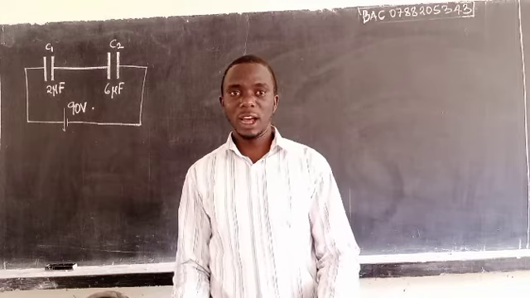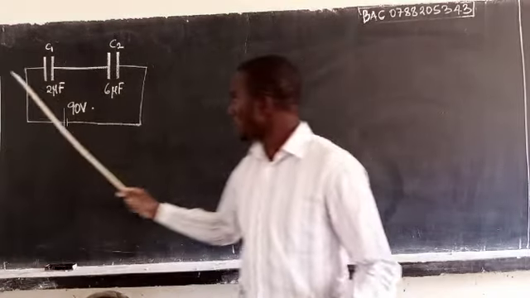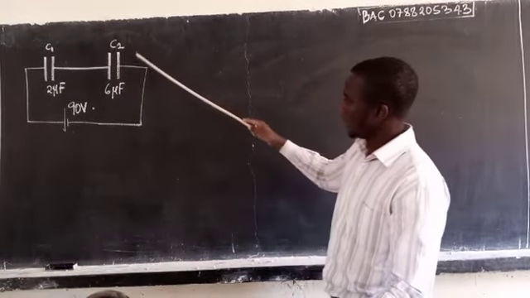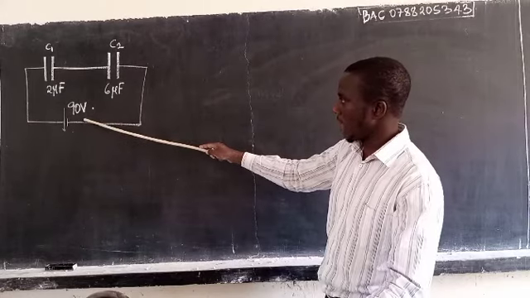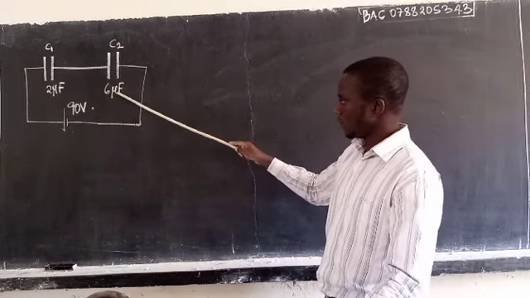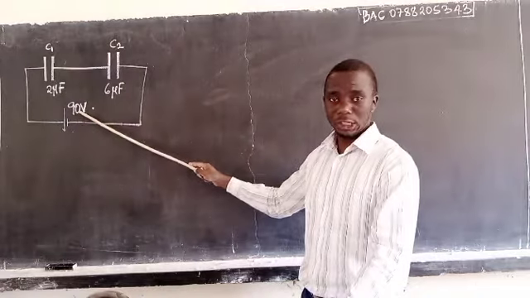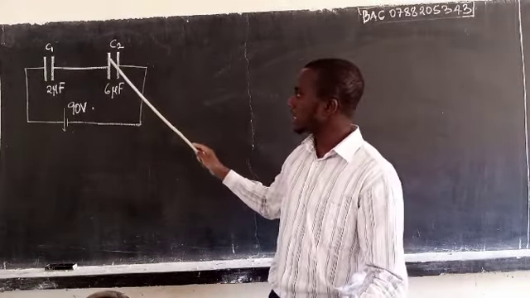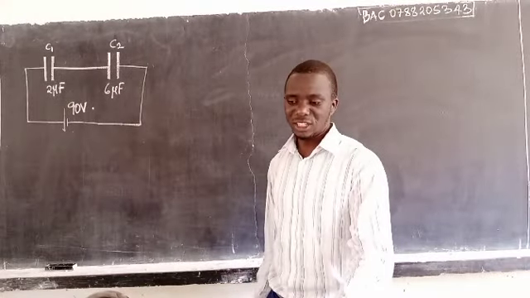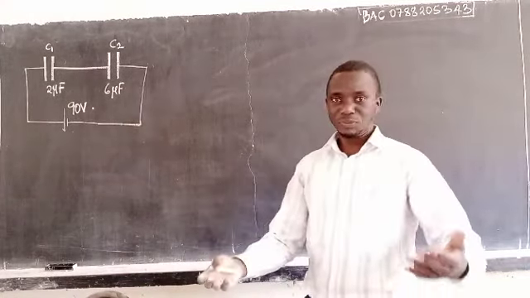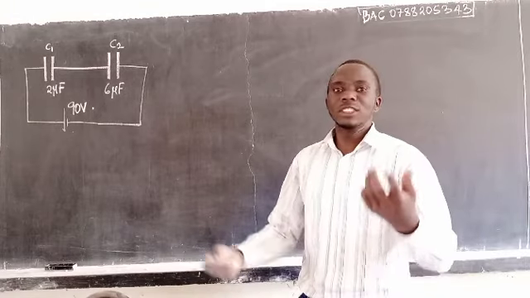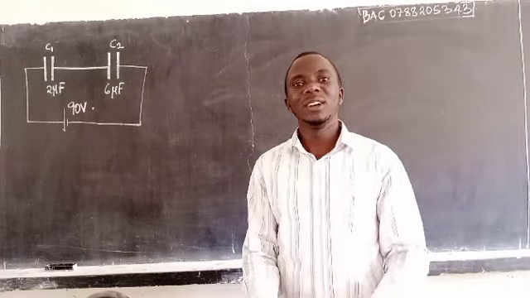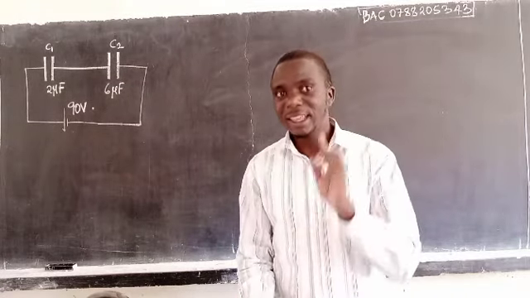So what are we given and what is needed? The diagram is right here. This is C1, this is C2, this is the DC supply. This is 3 microfarads, 6 microfarads, and this is 90 volts. Now, are these two capacitors in series or in parallel arrangement? Tell me, are they in series or in parallel? Yes, they are in series.